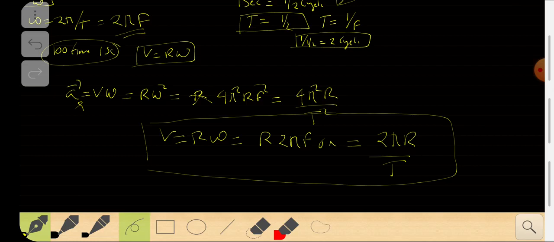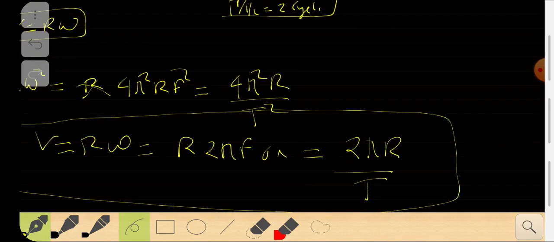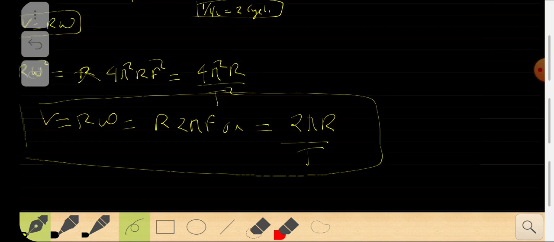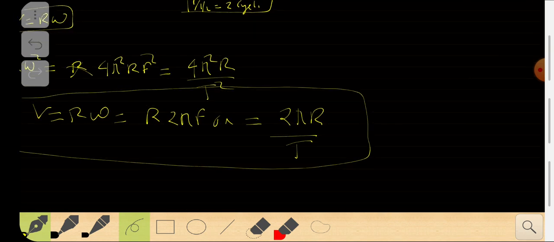So the time period is the time required for one complete circulation, and frequency is the number of circulations that you have in 1 second. So I'm going to stop it here. Next time we are going to look at the Coriolis force, and maybe do some problems as well.